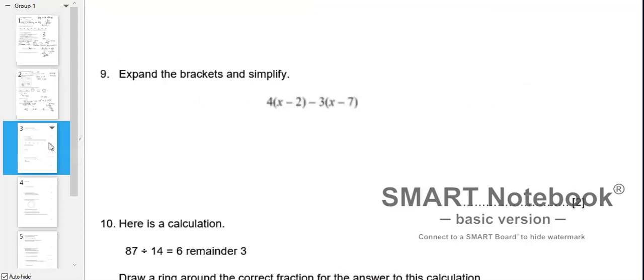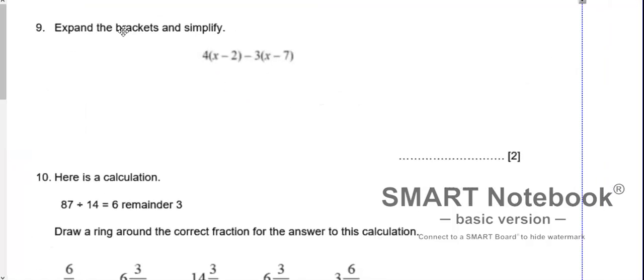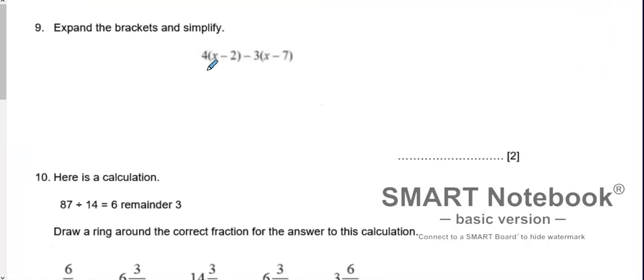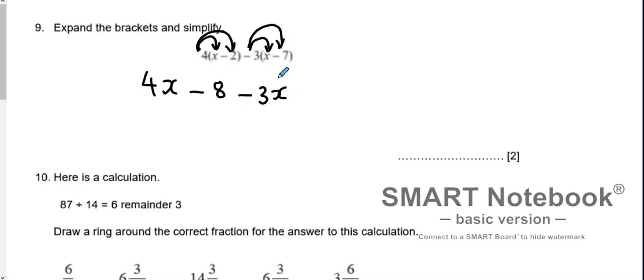The next question is to expand. We need to expand this. So we have 4 times x minus 2. So you need to multiply this number by x. So 4 times x is 4x. And 4 times negative 2 is negative 8. Negative 3 times x is negative 3x. Negative times negative 7 is positive 21.